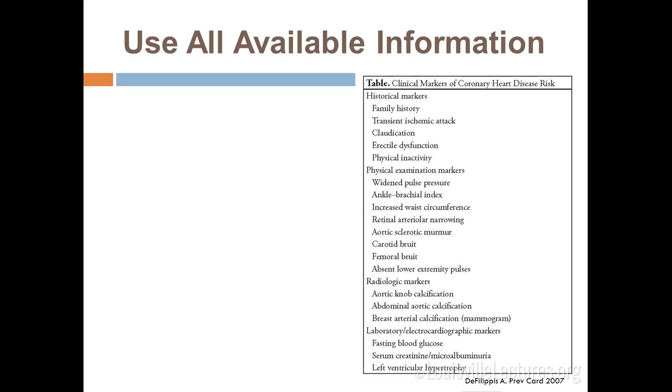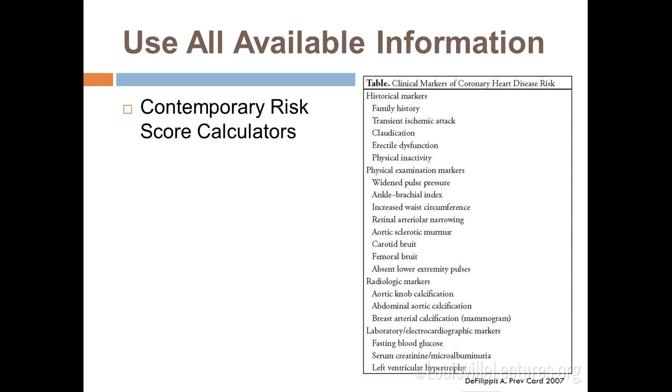You got to take a good history and think of all these things that are related to cardiovascular disease. Physical exam markers like widened pulse pressure, ankle brachial index, waist circumference. These are all things that we know are associated with higher cardiovascular risk. Seeing calcification of the aortic knob on a chest X-ray, laboratory values. I think that you should try to use the most contemporary risk score calculators.